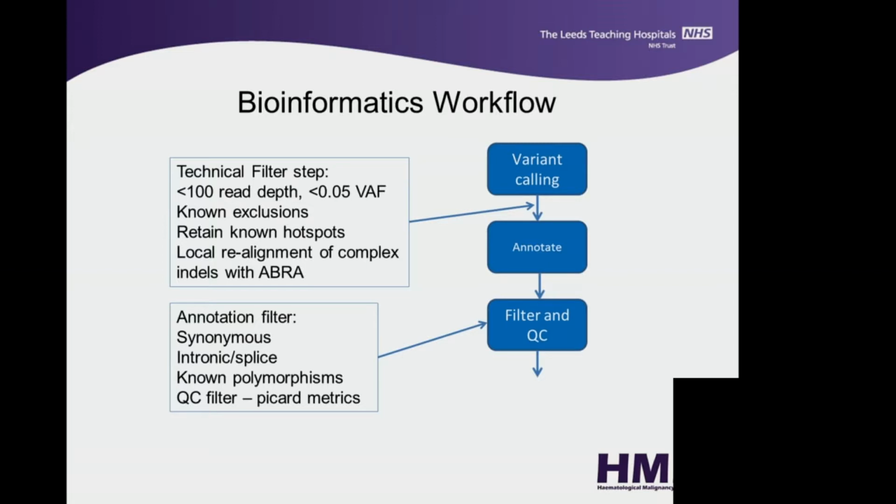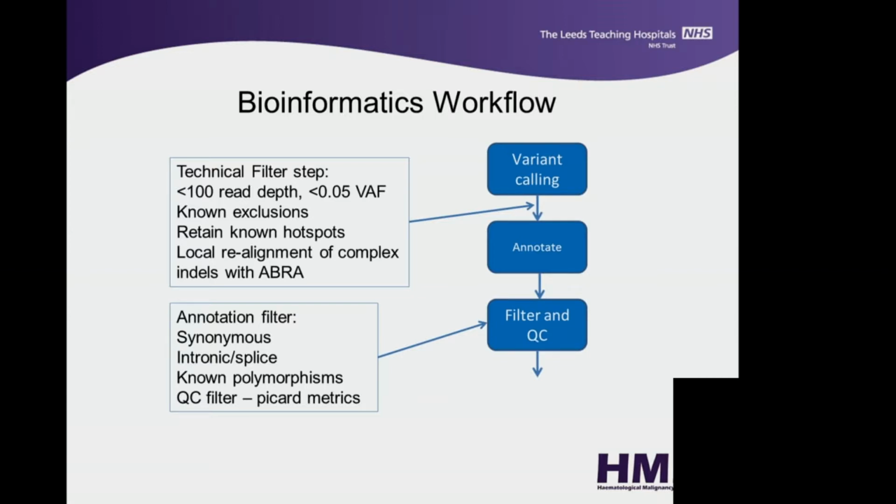Again, on our Haemato-Batch annotated files, we do an annotation filter. So we're filtering out at this stage synonymous variants, intronic and splice variants, known polymorphisms, i.e. this will go down through a dbSNP database. And we also do our QC filtering here.